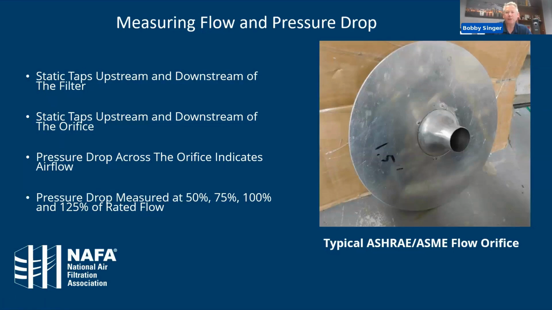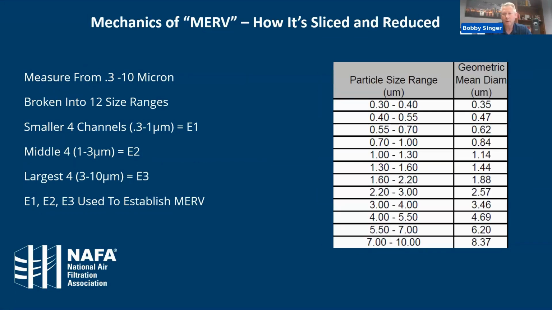We talk about pressure drop, and then we talk about MERV, the particle removal portion. So how is it sliced and diced? We're measuring from 0.3 to 10 microns in 12 different size ranges. You can see those ranges here.